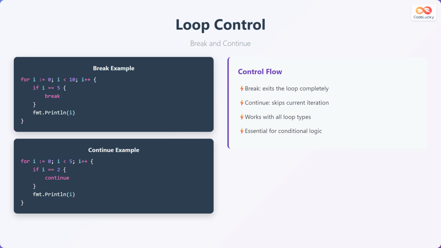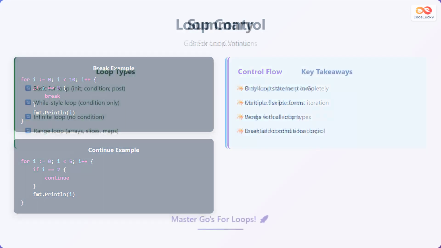Here is the continue example. for i := 0; i < 5; i++ { if i == 2 { continue } fmt.Println(i) }. Key points. Break exits the loop. Continue skips the current iteration. These statements work with all loop types and are essential for implementing conditional logic within loops.